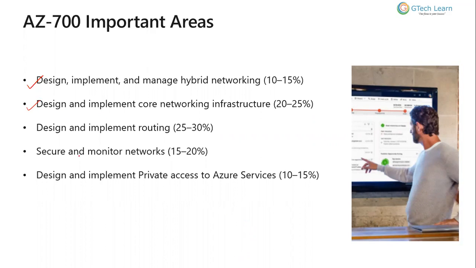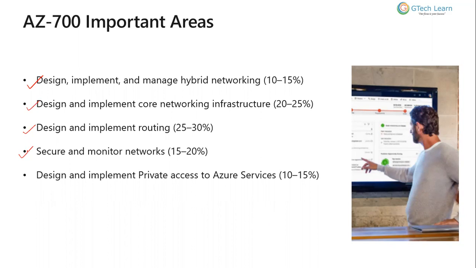Apart from that, the next certification area is design and implement routing. From that specific area, you are likely to see 25 to 30% of the question weightage in the examination. Talking about the next area we need to complete to prepare for the AZ-700 examination, that is secure and monitor networks. From this objective area, we get 15 to 20% of the question weightage in our examination.